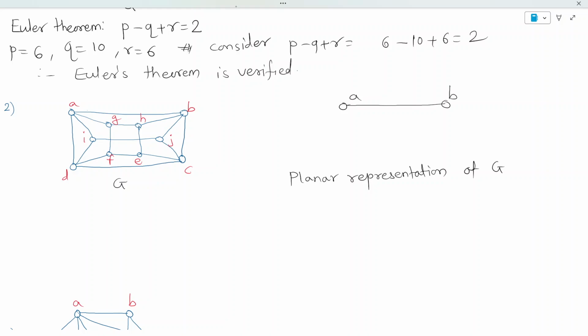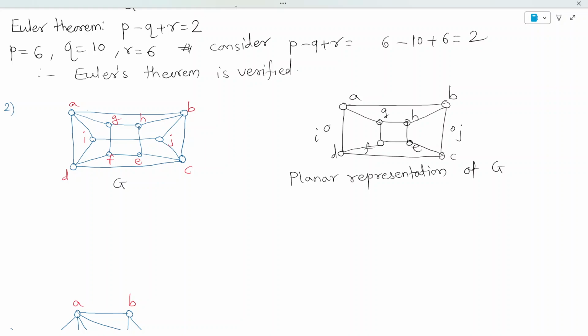So for the planar representation, let us draw A, B, D, C, G, H, G, H, F, E. Then I and J. Only two vertices are remaining, I and J. So I have drawn them outside this graph.